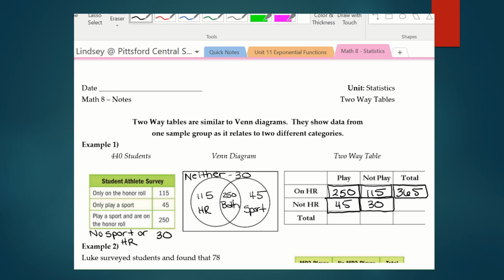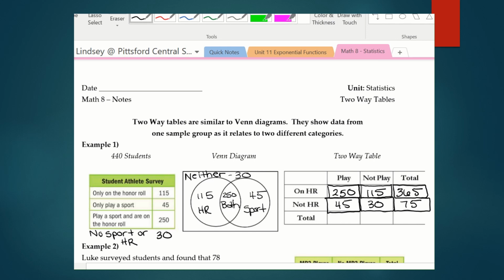All right, so what is our total for the number of students that are not on the honor roll at all? So we're now looking at this next box to the right here, and we're saying, okay, what's the total number of kids that did not make honor roll? Well, we're going to add 45 and 30, and that gives us 75 kids total that are not on the honor roll at all. These totals on the bottom have to do with our column totals.